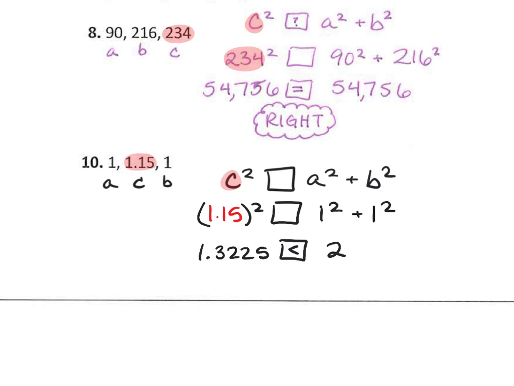Did you guys get the same as me? Where 1.3225 and then my box and then 2 on the other side? So I'm using this symbol because the 2 is bigger. What does that mean about this triangle? Is it right, acute, or obtuse? Acute, very good. So if I'm asking you to classify the triangles, this is the kind of problem you're setting up. It's like the backwards Pythagorean theorem where C comes first because we want to compare to the big side, to your hypotenuse.